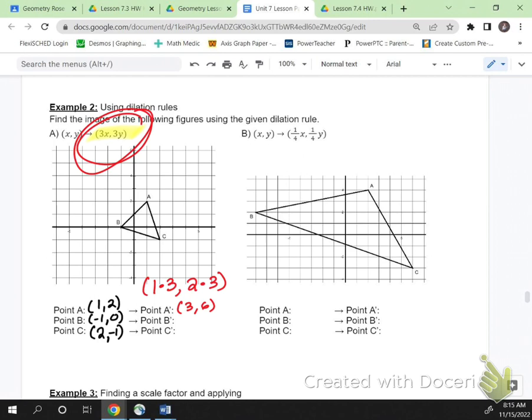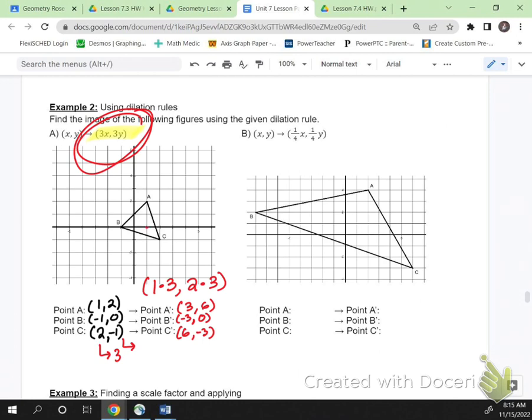Let's just get all our coordinates first. What's negative 1 times 3? What's 0 times 3? 0. Okay. What's 2 times 3? 6. What's negative 1 times 3? Negative 3. Let's regraph it now and label it with A prime, B prime, C prime.